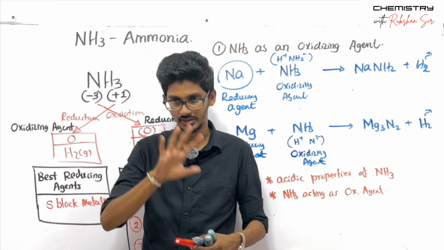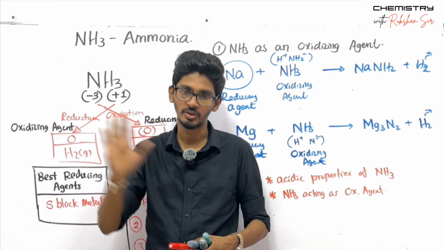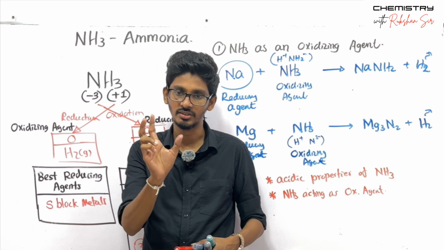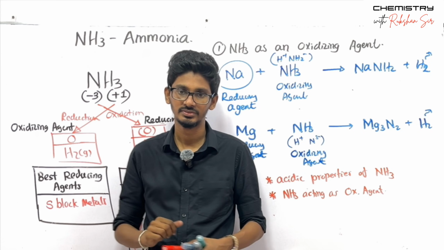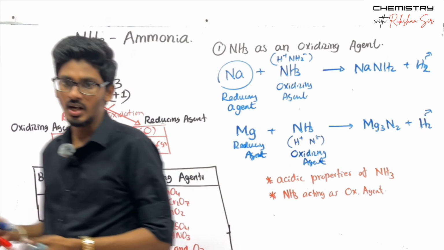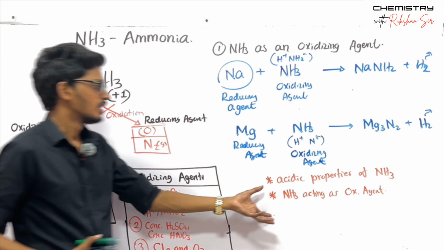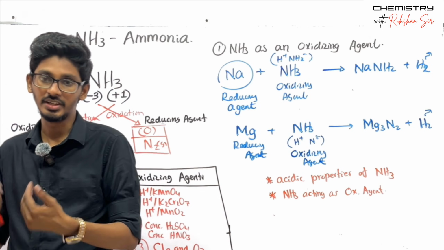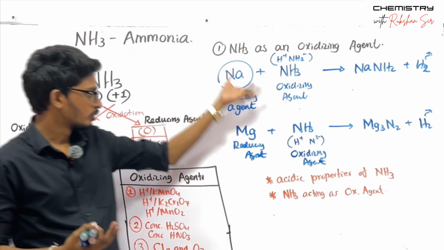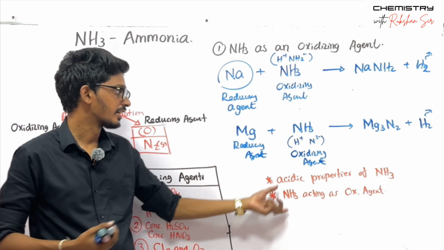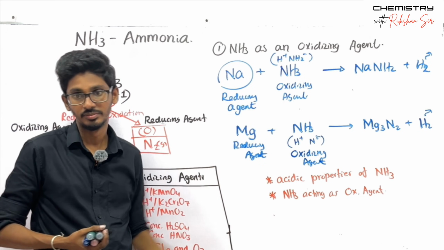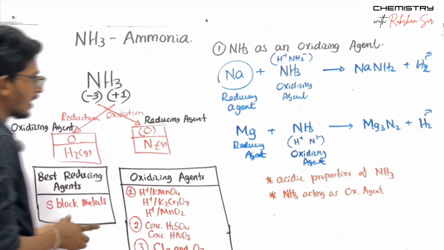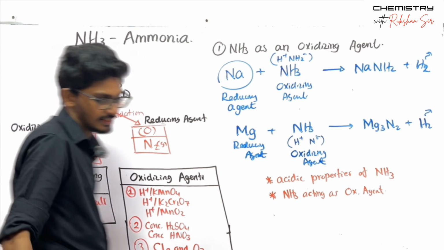No. NH3 can act as both an oxidizing agent as well as a reducing agent, because NH3 has hydrogen in it. So NH3 can act as both oxidizing agent as well as reducing agent, right? So that's it. Very important reaction scheme. You will miss this thing. Let's move to the next reaction type.